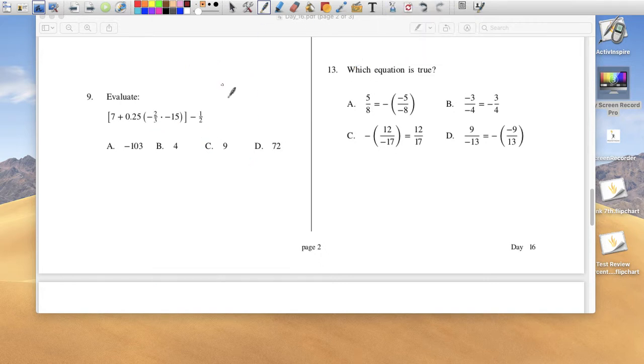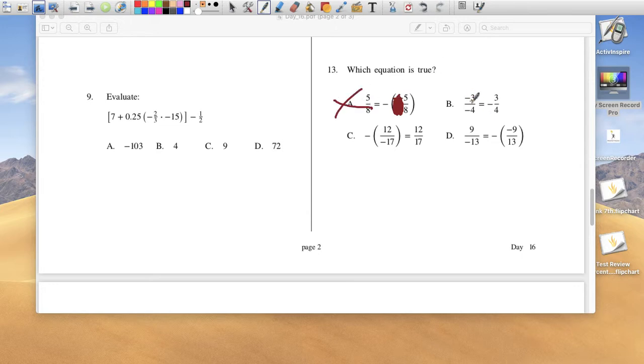13, which one is true? Well, let's look at each of them separately. A, negative 5 divided by negative 8. So negative divided by negative becomes positive, right? So this whole thing just goes away. So now we have a positive. And then with a negative outside, it becomes negative. So are they equal? No.